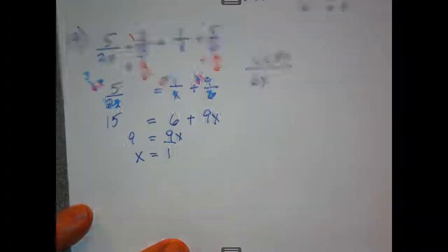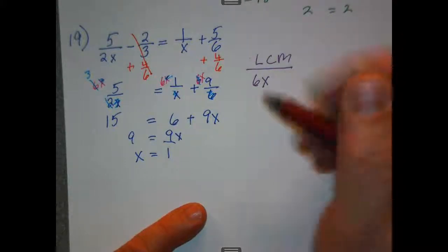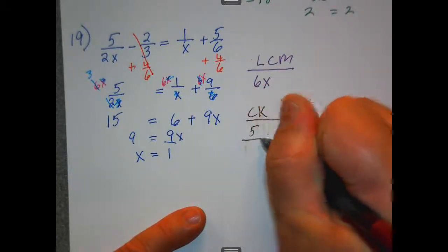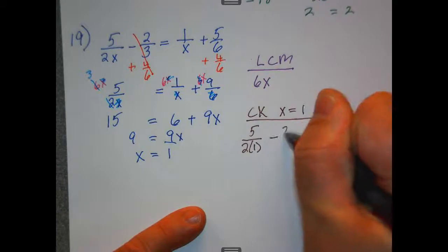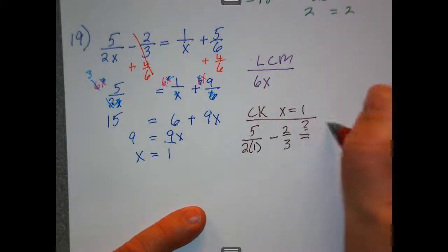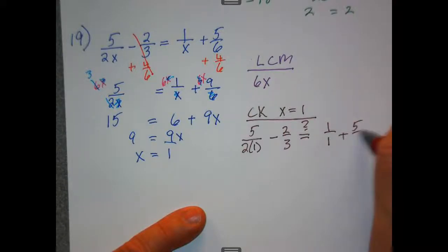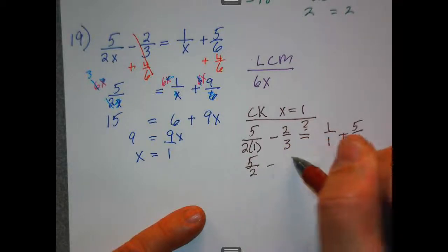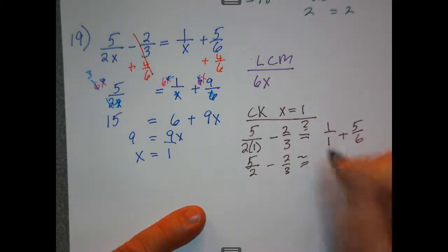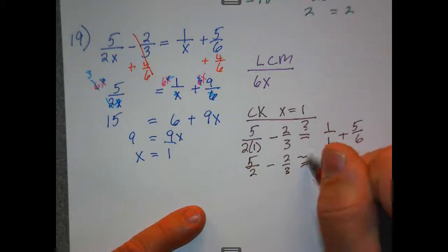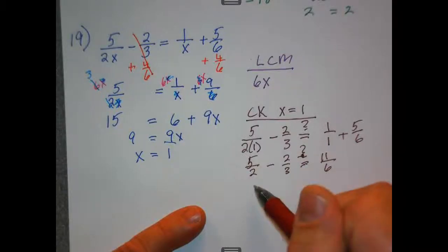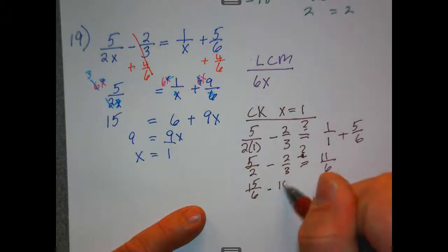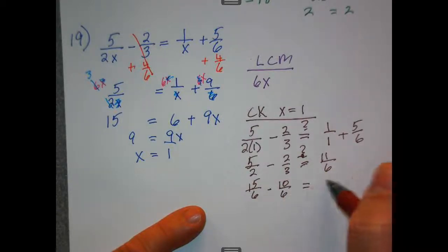That's what we get to do. Wonderful, we get to check it. Okay, 5 divided by 2 times 1 minus 2/3. Does that equal 1 over 1 plus 5/6? If 5 halves minus 2/3, does that equal 11/6? Let's see, we got to change these to 6, so 15 over 6 minus 10 over 6. Does that equal 11 over 6?